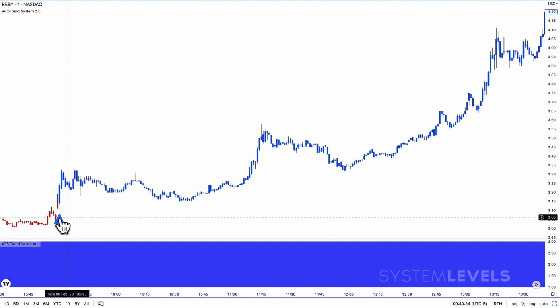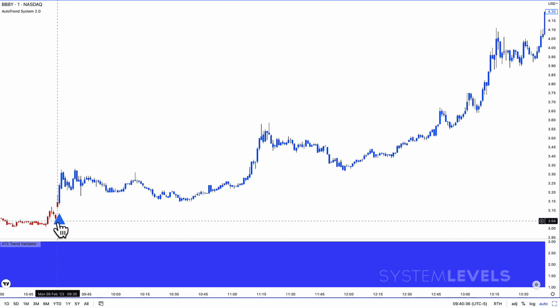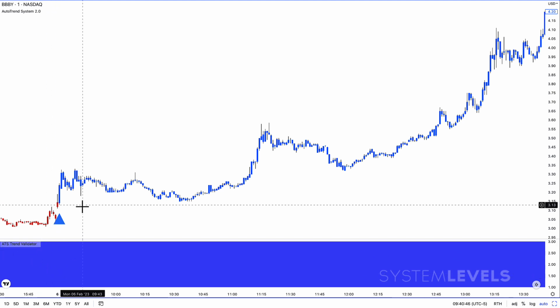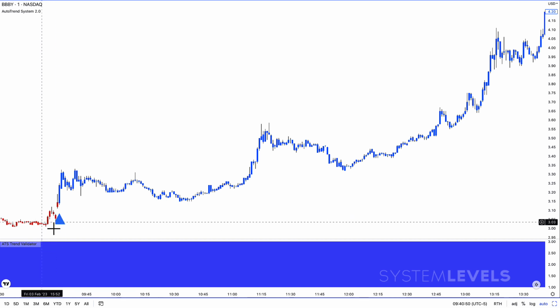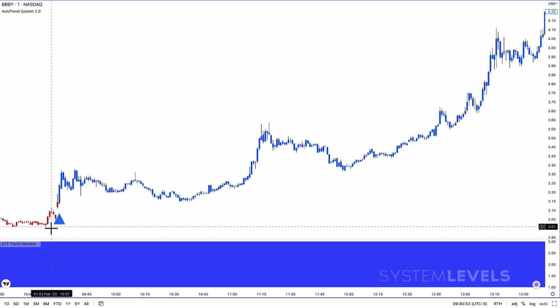If I get a blue signal here, then I'm good to go, because the signal on my chart is in agreement with the higher time frame chart, the ATS Trend Validator here. So it seems simple, right? And it is. That's the whole point, to make it as simple as possible. But what we're actually doing is something very, very important, which is multi-time frame analysis.